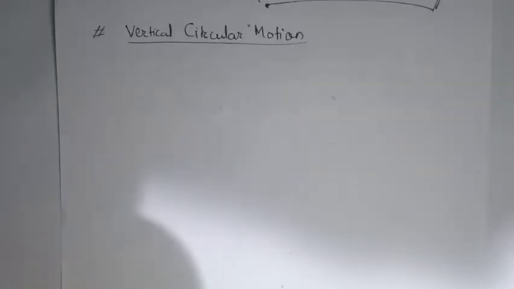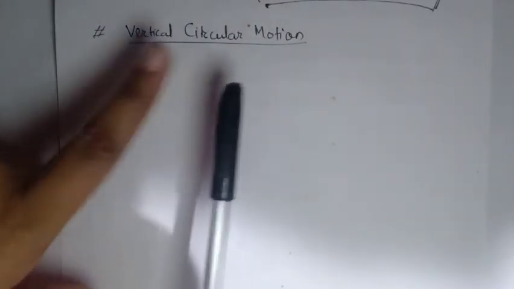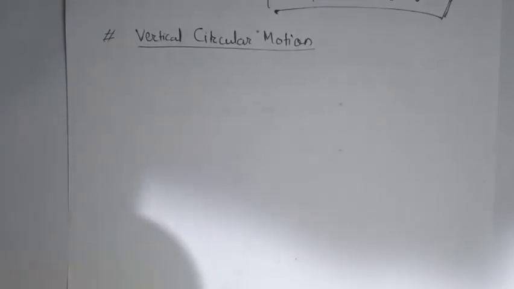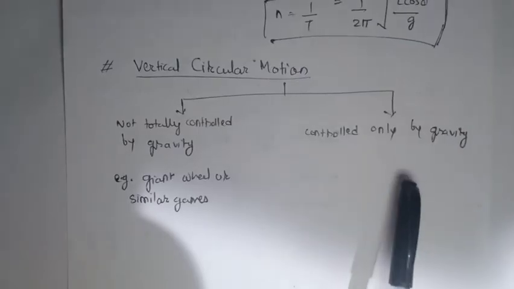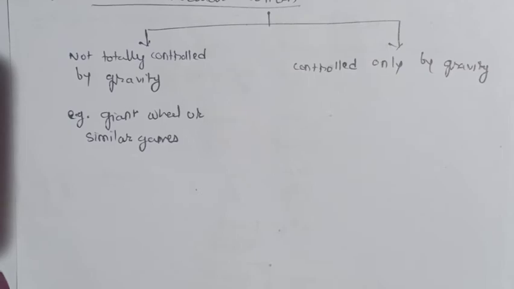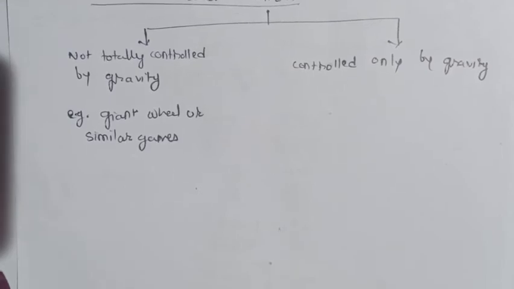Let's study another application, that is vertical circular motion. Vertical circular motion will be like this. If this is the object, it will perform circular motion like this. This type of oscillation is nothing but vertical circular motion. There are two types of vertical circular motion. First, not totally controlled by gravity, and second, controlled by only gravity. In this case, initially supply the necessary energy at the lowest point. Then onward, the entire kinetic energy is governed by the gravitational force. During the motion, there is interconversion of kinetic energy and gravitational potential energy.